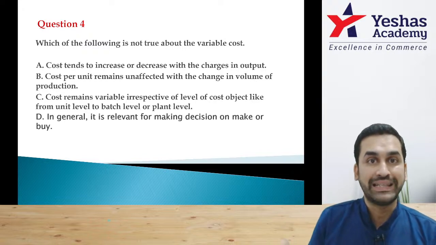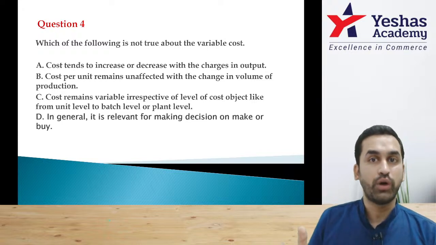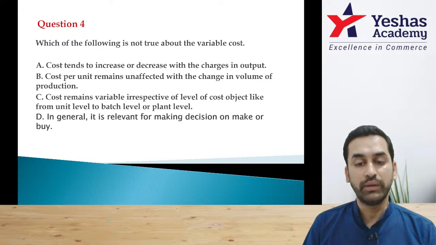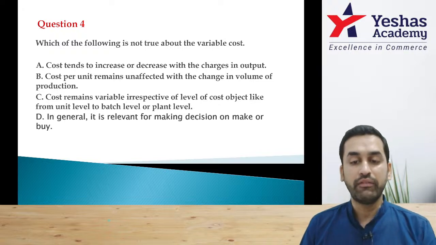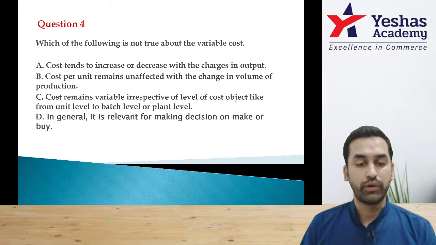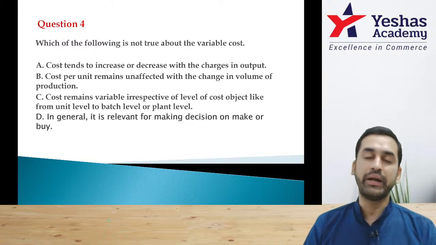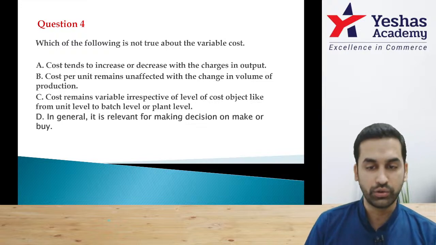Understand, in variable cost, per unit cost will remain unaffected. Per unit, there is no change. In totality, it may go up or come down. Per unit, it won't change. Third, cost remains variable irrespective of level of cost objects, like from unit level to batch level to plant level. This will keep it pending. We'll see what is option D and then we'll choose the appropriate one.